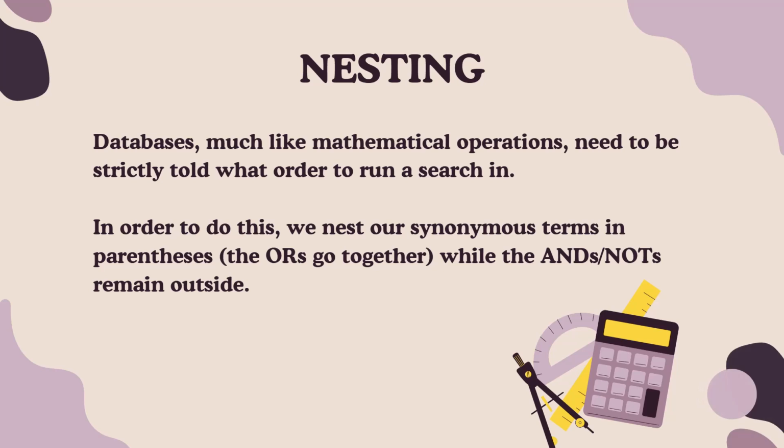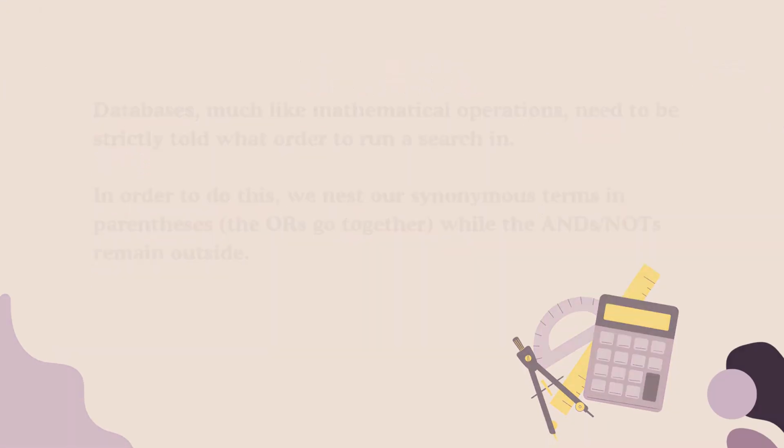Before we're ready to search with our Boolean operators, there's one last piece to the puzzle. You may recall discussions of order of operations in math classes, where the parentheses come first, followed by exponents, and so on. Databases, much like mathematical operations, need to be strictly told what order to run a search in. Specifically, the database needs to first be told which terms can be interchangeable, i.e. the ORs, by using parentheses. Then, outside of the parentheses, we can join together our ANDs and NOTs.